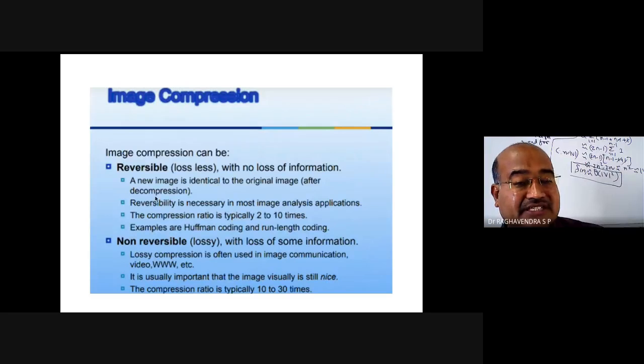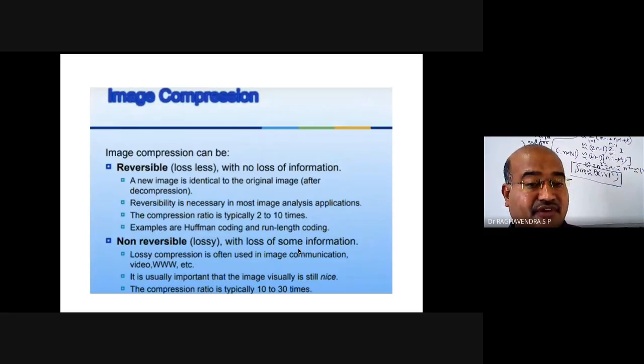Just like reversible, we have non-reversible image compression, also called lossy, or an approximation of images. With loss of some information, a little data will be missing. That is why it is called loss of information. Lossy compression is often used in image communication.